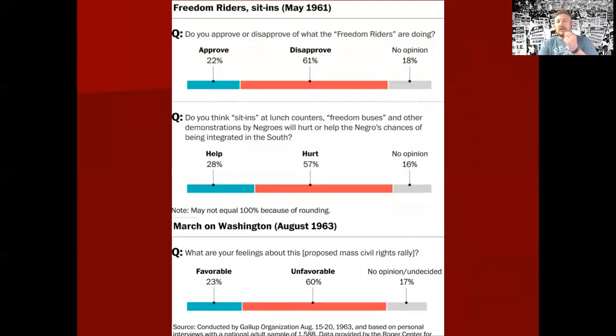because, listen, often people that push against mainstream, often people that try to disrupt mainstream ideas in the moment are often seen as troublemakers. They're often seen as people that are lawless. In this case, even the second one, do you think these sit-ins hurt or help? Today we look at sit-ins as one of the most iconic parts of the civil rights movement, but they're actually saying in these polls, people felt like it hurt the cause.